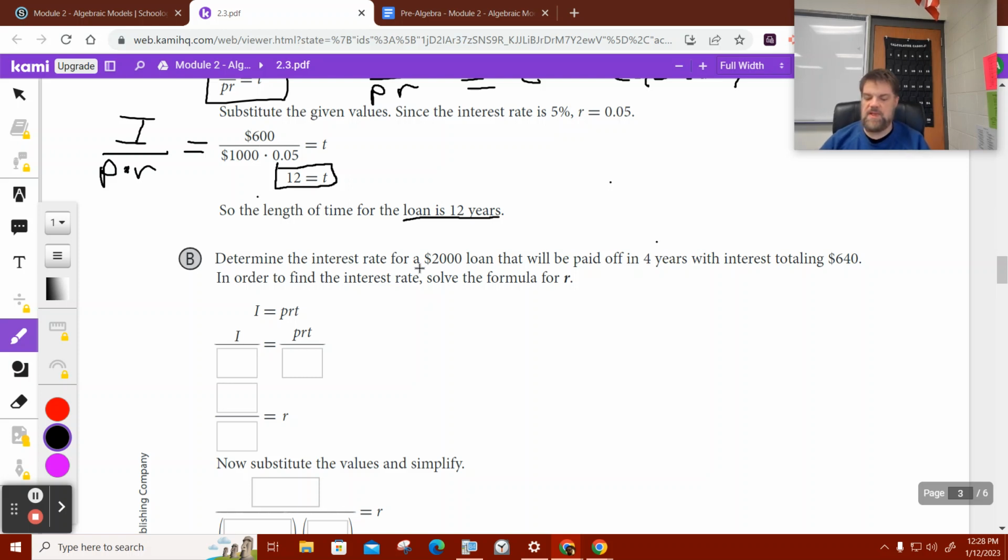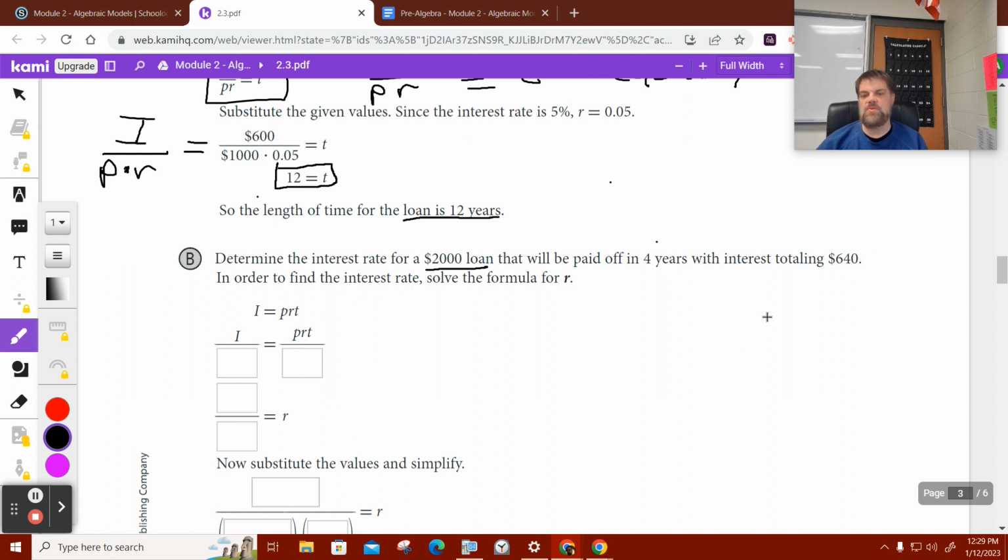All right, so for B, what is this? Help me out with this. It says determine the interest rate for a $2,000 loan. What letter does 2,000 represent? Yeah, but is it I, P?